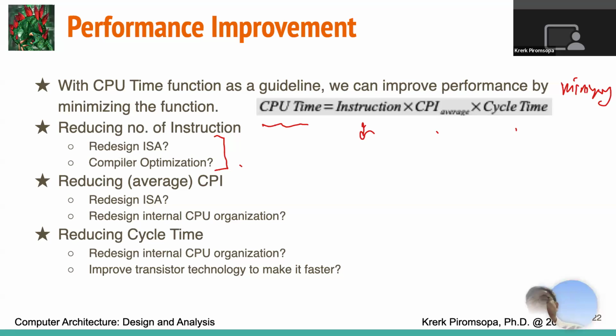Another way is find better compiler, find better logics so that you would use less number of instructions, if possible. So let's go here. That means you got a piece of code, maybe in Java or maybe in C. Use different compiler would give you different number of instructions, meaning different performance.